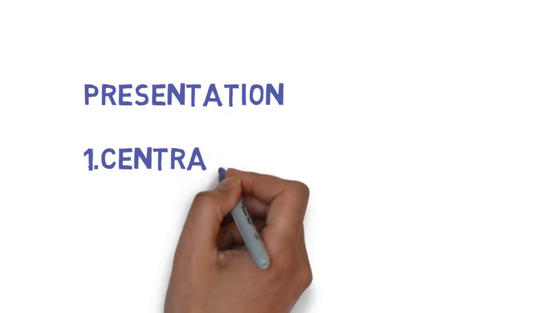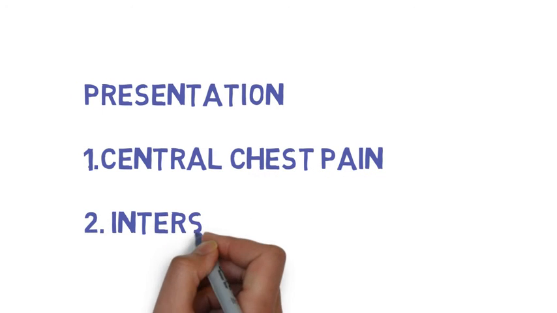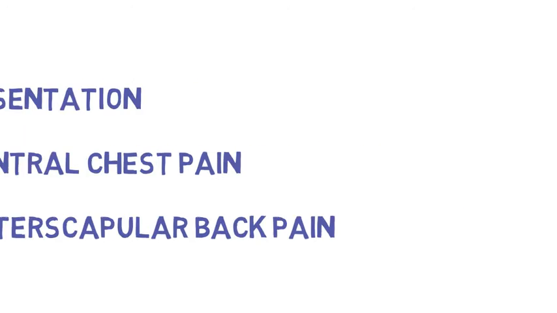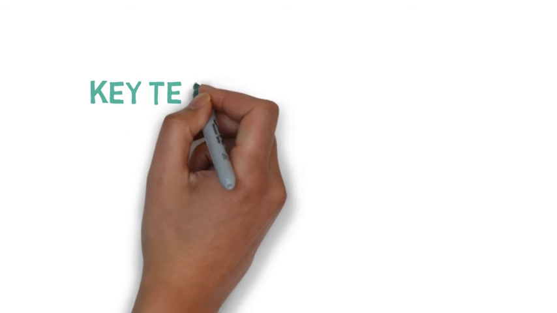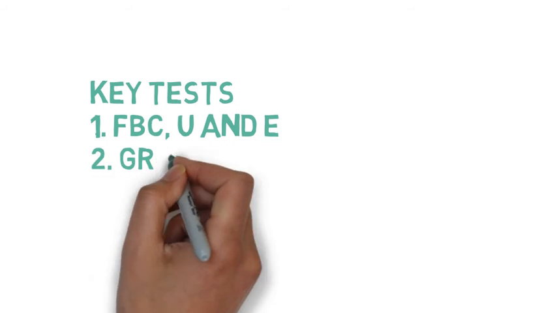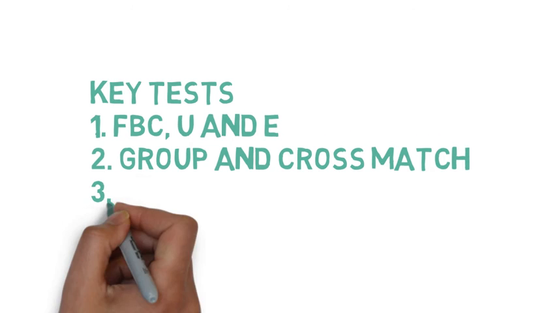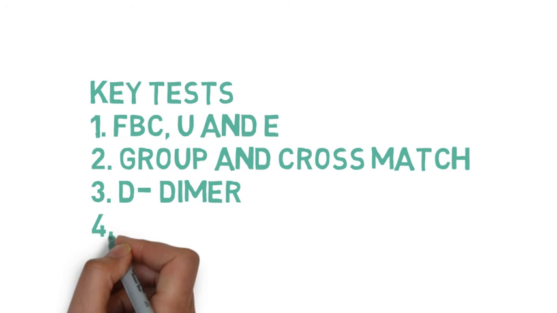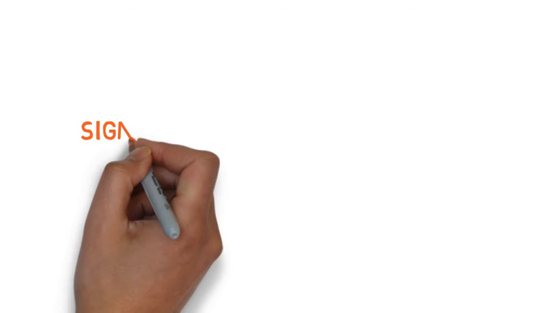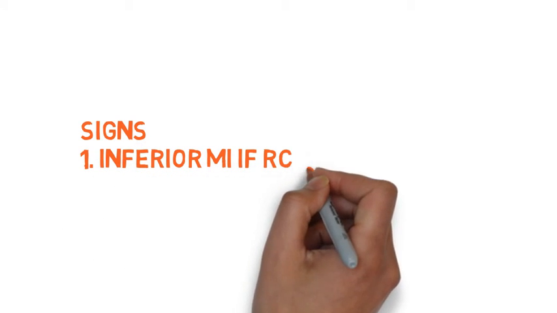In terms of presentation, aortic dissection will present with chest pain, central in nature, which radiates to the back, giving interscapular back pain. What are the key tests in aortic dissection? Well, there's a full blood count, an U&E, group and cross match, D-dimer, which can rule out the differential of PE, and troponins, as acute coronary syndrome and aortic dissections commonly coexist.